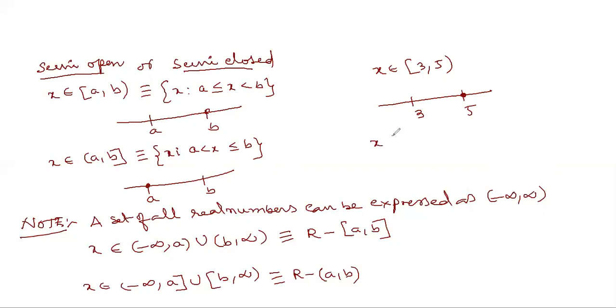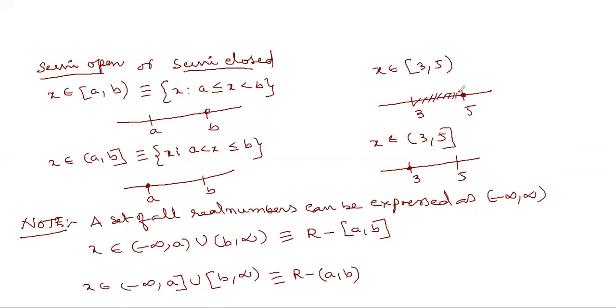Let us take an example here. x belongs to 3 open, 5 closed. What is the meaning of that? In between 3 and 5, 3 is not included and 5 is included. Now here we are observing only what lies in between, that means x belongs to 3 to 5.